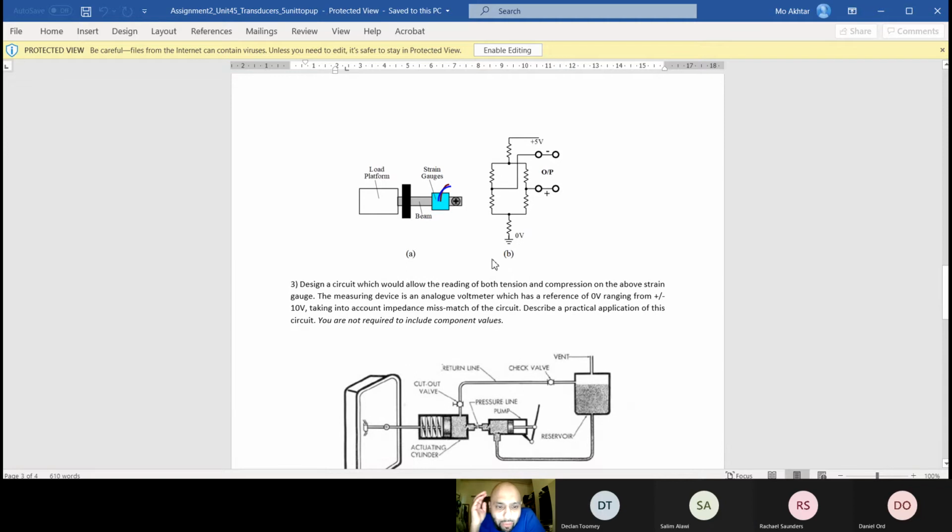Design a circuit which would allow the reading of both tension and compression on the above strain gauge. The measuring device is an analog voltmeter which has a reference of 0 volts ranging from plus or minus 10 volts. Take into account impedance mismatch of the circuit. Describe a practical application of the circuit. You will not require to include component values.